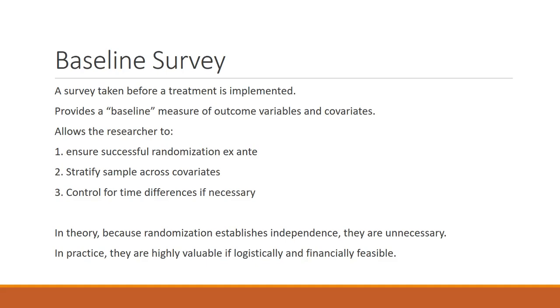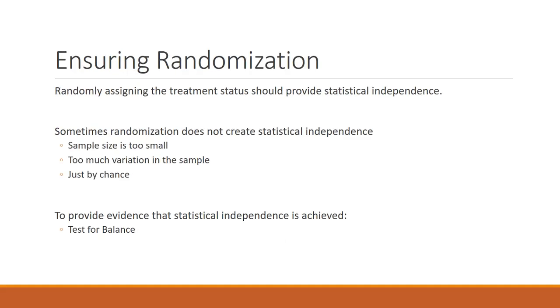Now I'm going to talk about why that's so important, why that's helpful. As I mentioned before, when we randomize, if our sample size is big enough, then our randomization will achieve that important statistical independence. But sometimes our randomization fails to create statistical independence. This can occur when the sample size is too small, or when there's just too much variation in the sample. That means we've got a sample of individuals and they're just very different from each other.